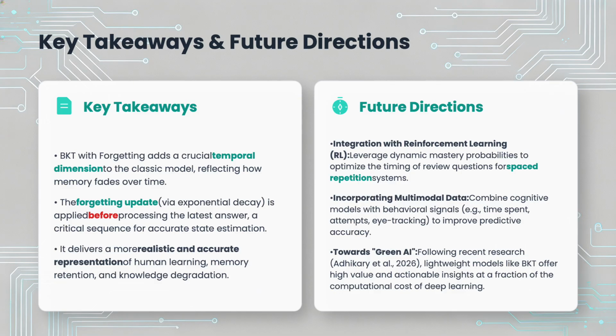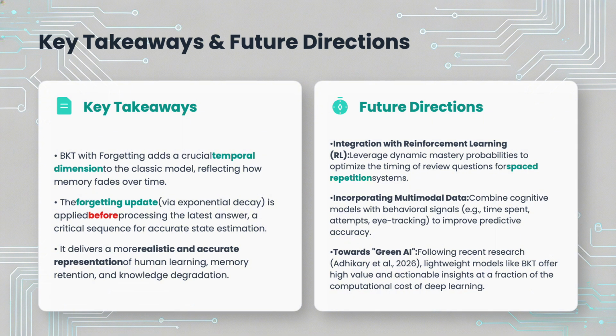So, to recap, BKT with forgetting is a powerful upgrade because it accounts for the simple fact that we forget things over time. The key step is applying the forgetting update first. This makes the model much more realistic.